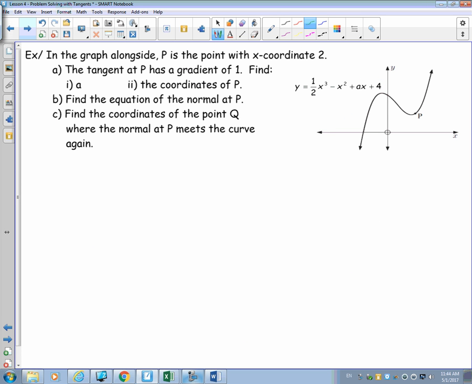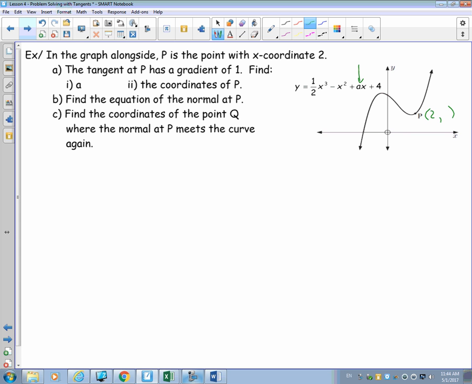Last one. The graph alongside. P is the point with x coordinate of 2. That's good. That's helpful. I can put a 2 in here and 2 in something. I know what the something is. I also notice my equation has an a in it, so I can't even plug in the 2 and figure out what it is. I'm missing part of the equation.